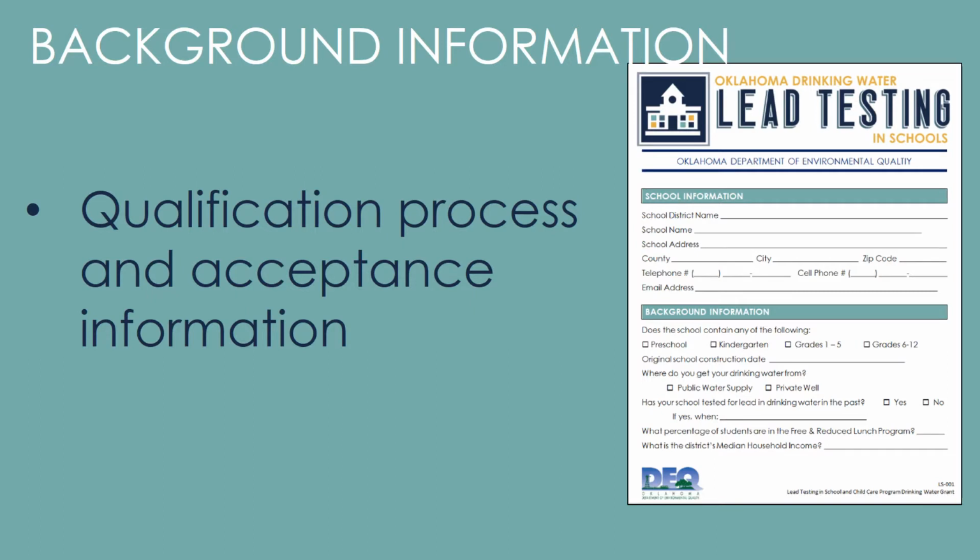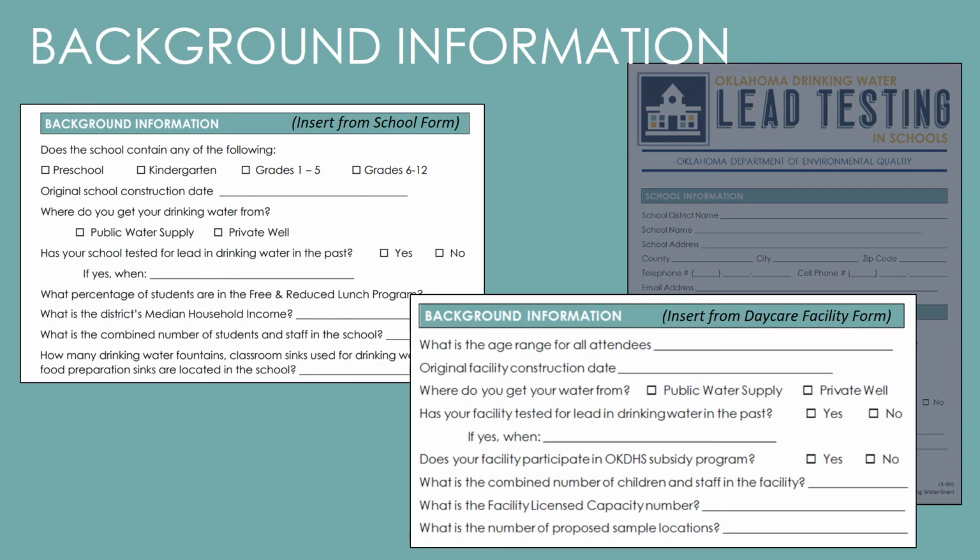The second section is background information. This information will provide important information with the qualification process. All qualifying facilities will be accepted for the program. However, priority will be based on the details provided in this section.